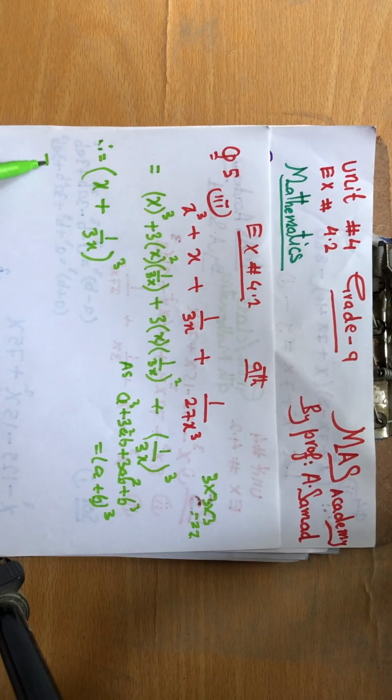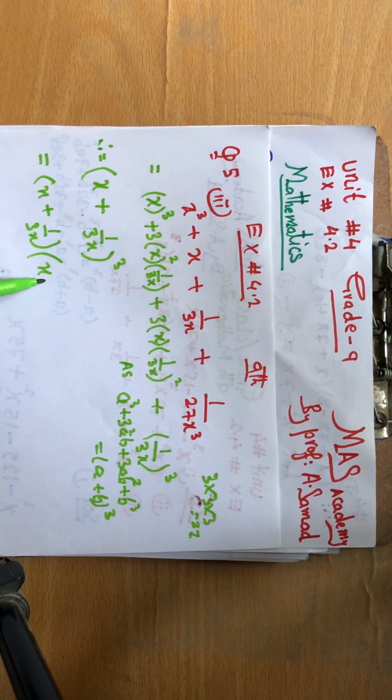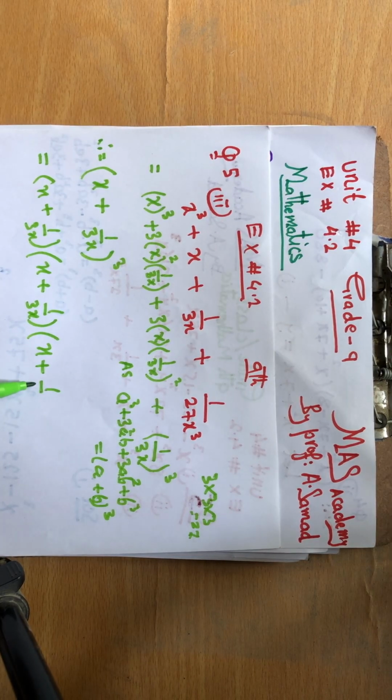Since it is in cube form, we write the expression repeated thrice: x plus 1 over 3x, into again x plus 1 over 3x, into again x plus 1 over 3x, because its power is 3. That's why the question is over from here.